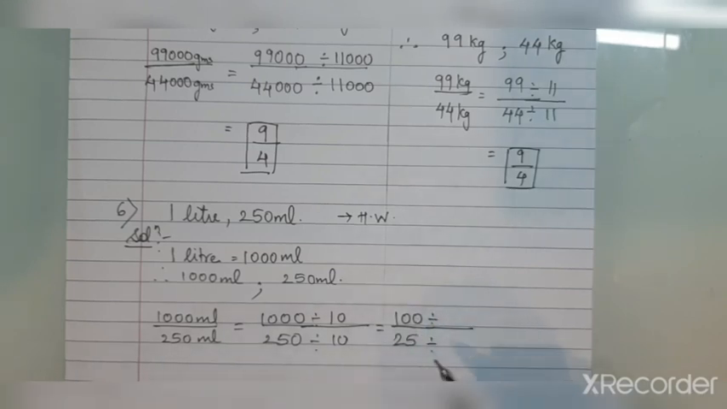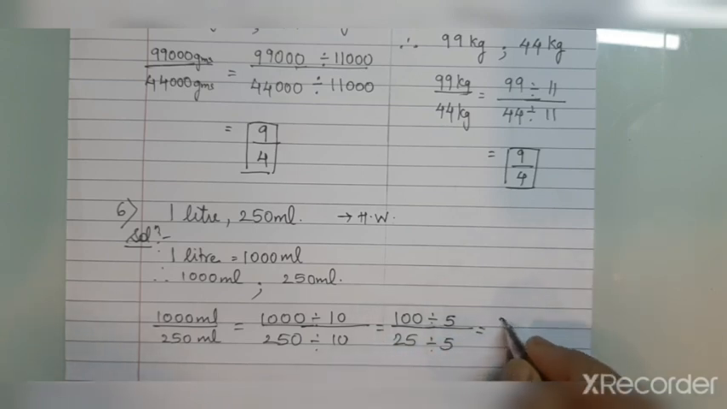So you can do it with 5. You can do it with 25. If you know the table of 25, 25 fours are 100 and 25 ones are 25. Okay. So if you want, you can do with 25, but if you don't know, you can do it with 5.